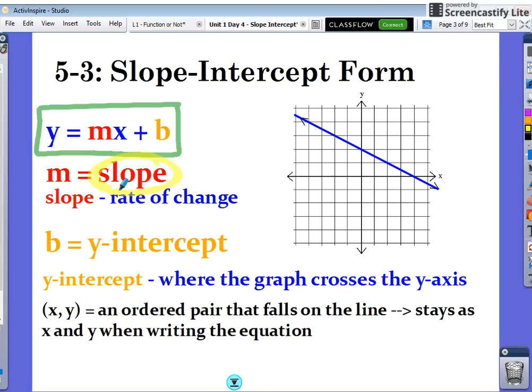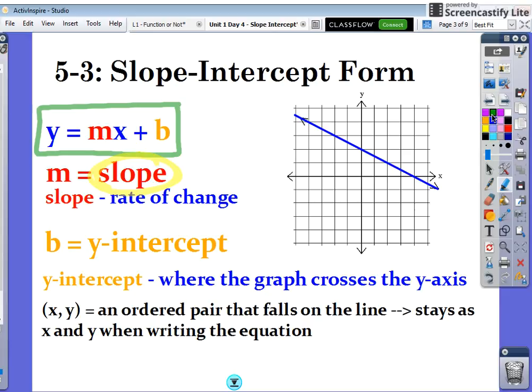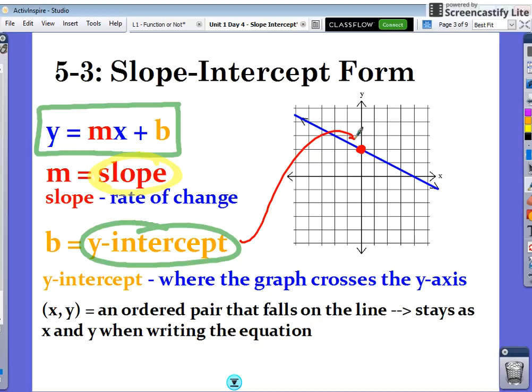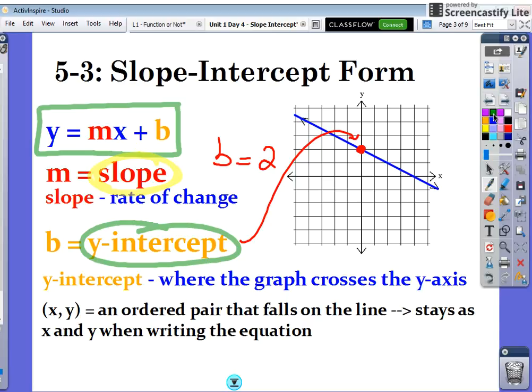Then the second thing is that b value. The b value represents the y-intercept. Now remember, the y-intercept is where it crosses the y-axis. So in this particular case, if we come over here to our graph on the right-hand side, it crosses the y-axis right there. That's my y-intercept. So in this particular case, my b value is equal to positive 2 because it's crossing the y-axis at positive 2. Let's also determine what my slope would be.